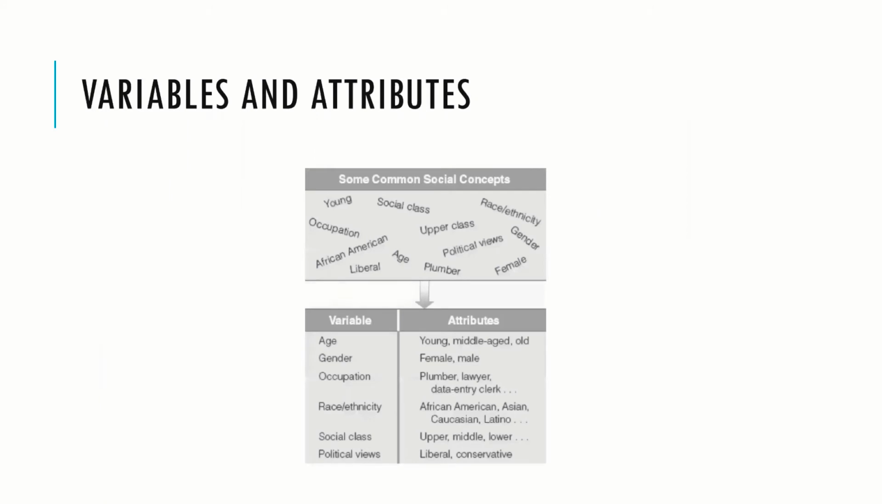You can think of it sort of like this. On the left-hand side, we have the variable names: age, gender, occupation, race, ethnicity, social class, political views, whereas the attributes are the specific categories that exist within that variable. So age could be young, middle-aged, or old. It could be 0 to 100. Gender could be male, female, trans, other, right? Occupation, you can have a ton, a list of occupations, right? All of these things. So the attributes are the specific categories that exist within a variable.